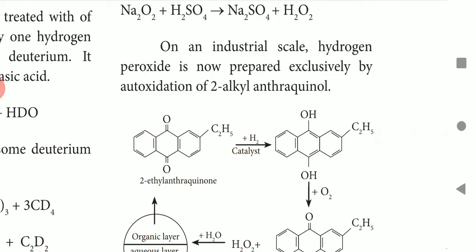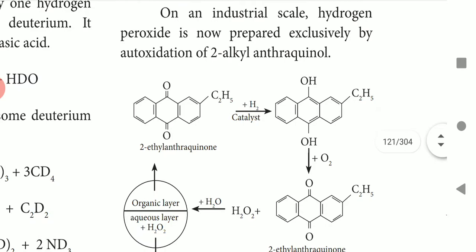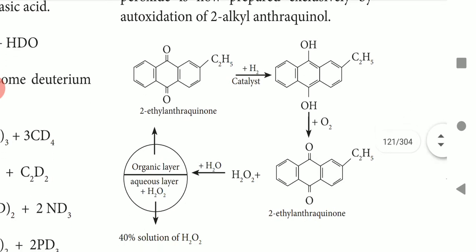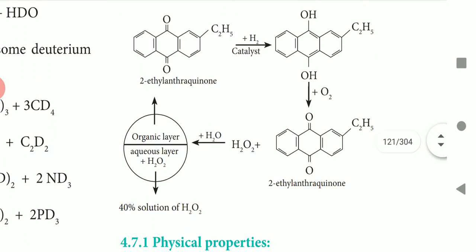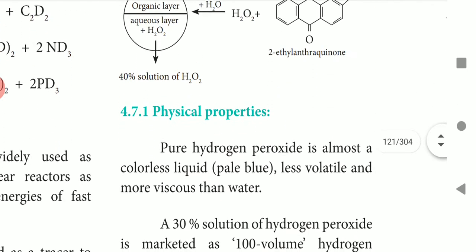On an industrial scale, it is now prepared exclusively by auto-oxidation of 2-alkyl anthraquinol. So you take this 2-ethyl anthraquinol, with the ethyl at the second position. It has 3 rings, as in anthracene, which is where the anthra comes from, and the center structure is the quinone structure. When you react this with hydrogen in the presence of a catalyst, and then add oxygen, it will give you a 40% solution of hydrogen peroxide.